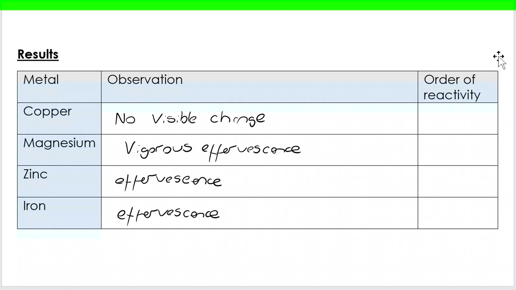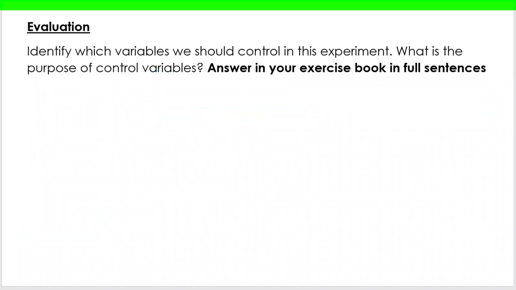So in terms of an order of reactivity, magnesium's definitely the most reactive, copper is definitely the least reactive. We probably couldn't say on the basis of this practical with any level of confidence whether zinc or iron was the most reactive. Now let's use this opportunity to have a think about control variables. What might we want to keep the same in the experiment that we have just seen?